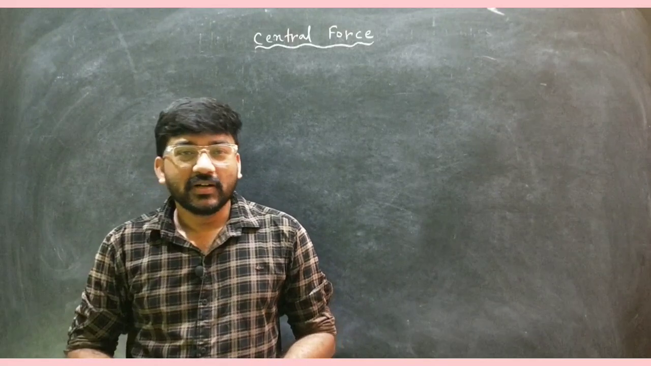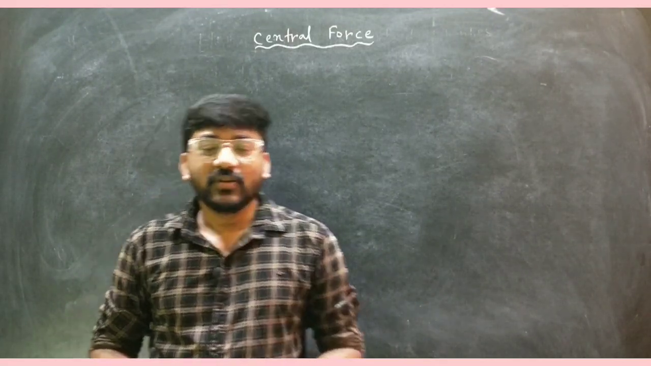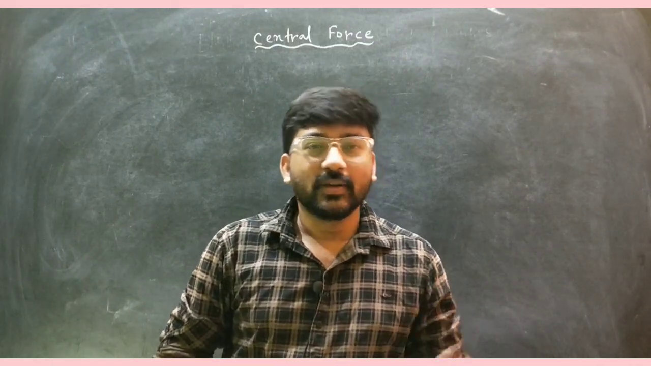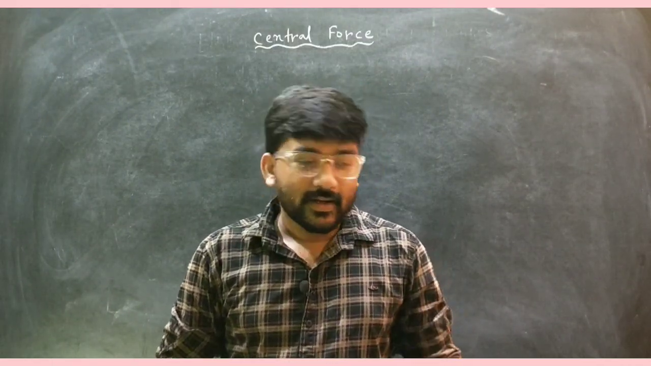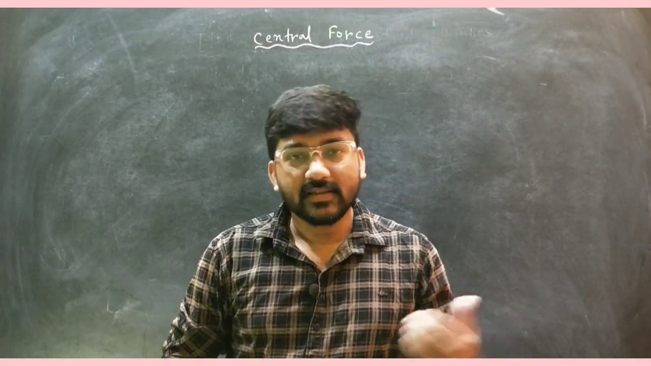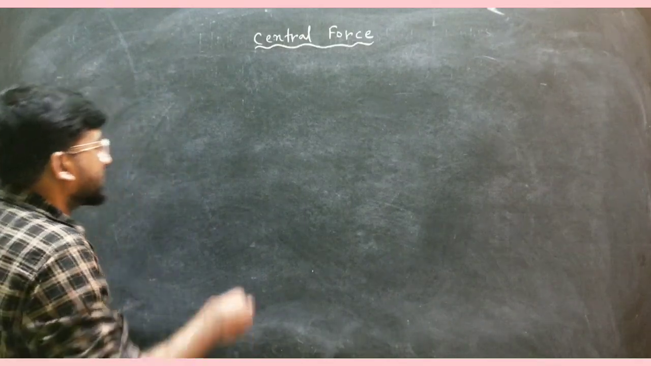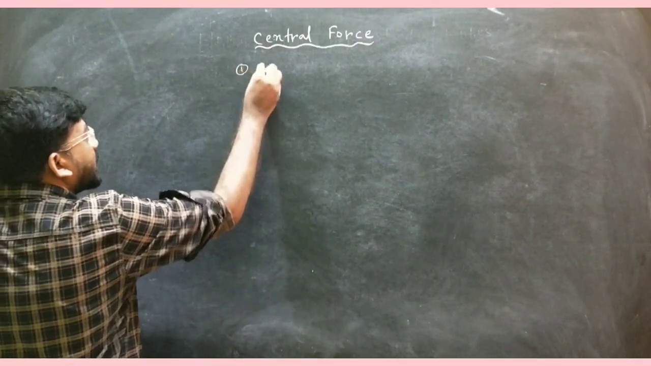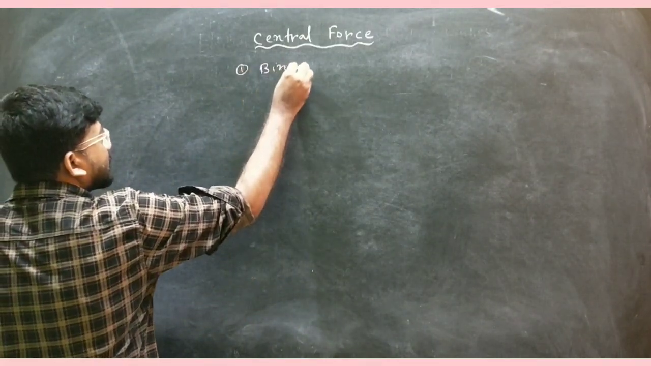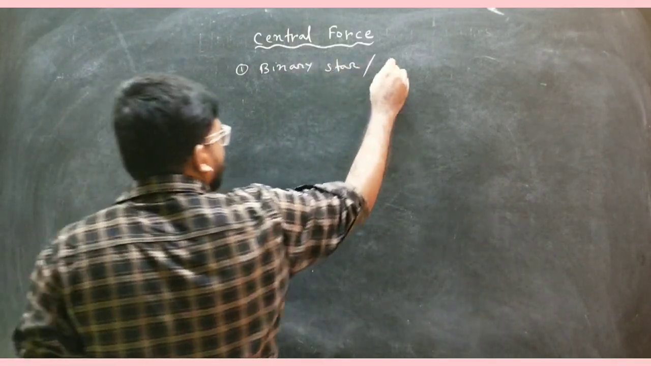Let us continue our lecture series on central force problem. In the last class we have discussed about the equivalent of one body problem and the concept of reduced mass. Today we will discuss some examples based on this. So the first example that we are going to discuss is the binary star, or you can say double star.